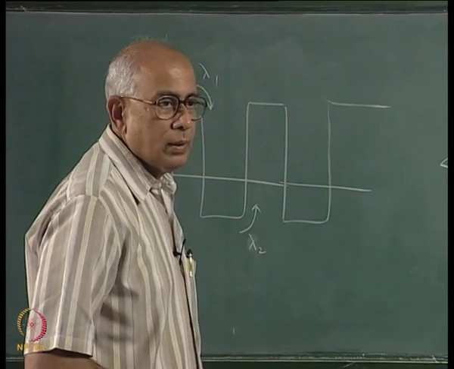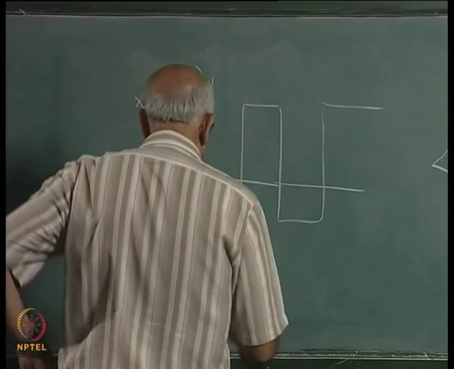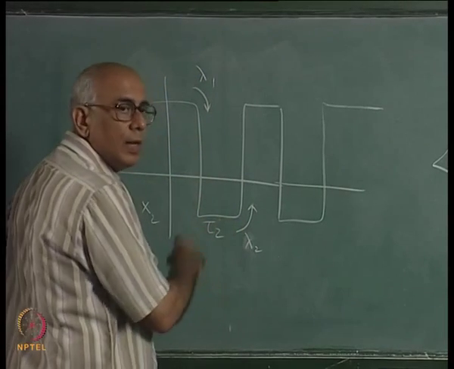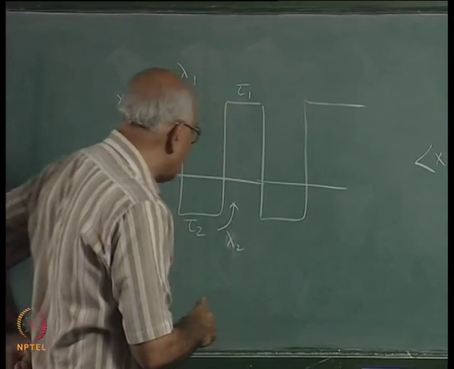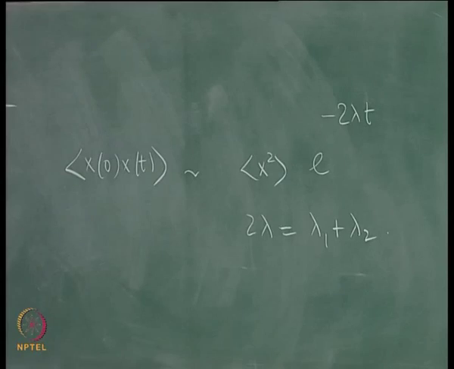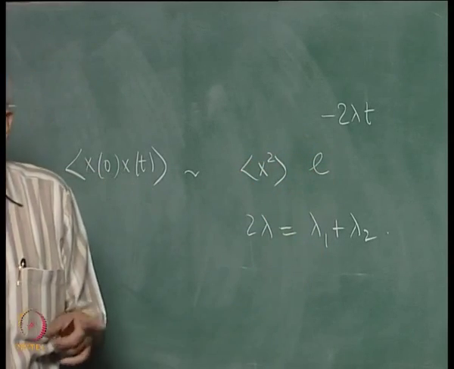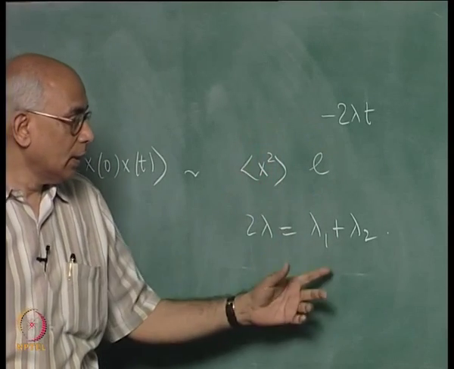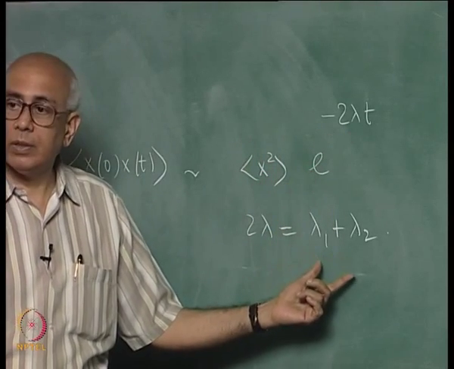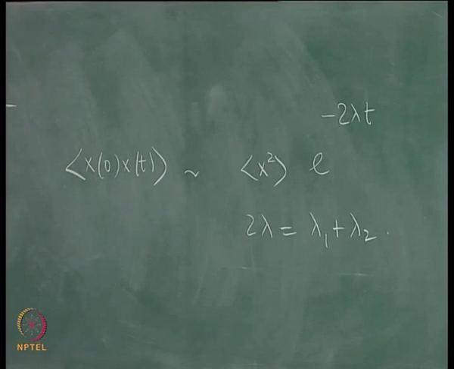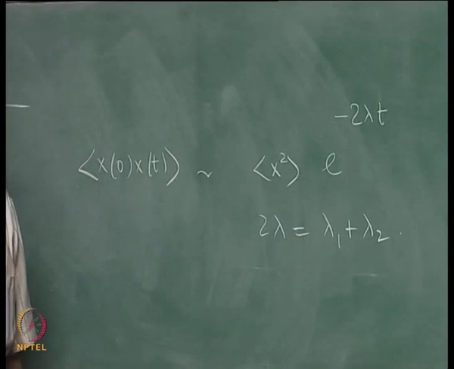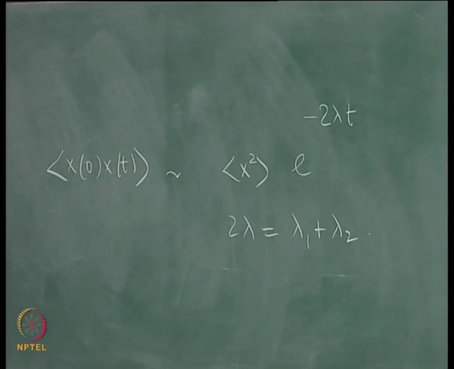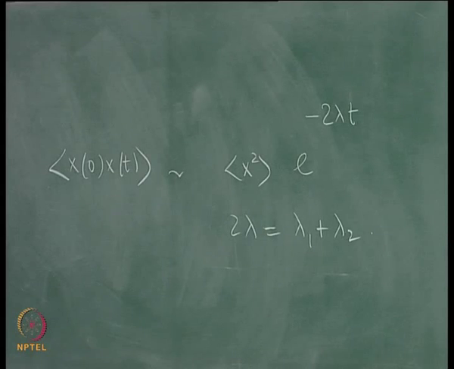Now that is worth noting: if the mean time of stay in this state is tau 2, which is lambda 2 inverse, and this is tau 1 which is lambda 1 inverse, the mean times are tau 1 and tau 2, then one should not come to the conclusion that the correlation time is tau 1 plus tau 2, not true, it is in fact this. So this (2 lambda) inverse is the inverse of this, which could be written in terms of tau 1 and tau 2, and what does the correlation time come out to be in terms of those two? Tau 1 tau 2 over tau 1 plus tau 2, okay. So, so much for that.